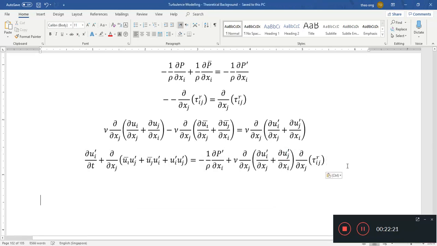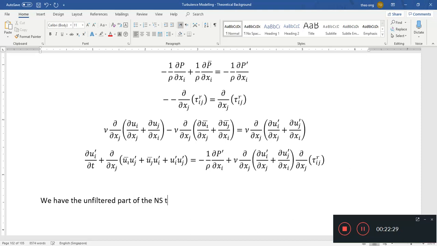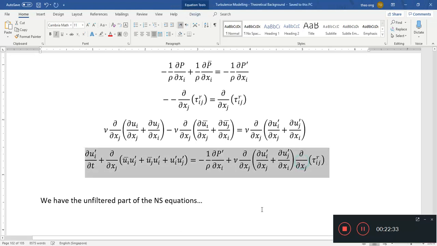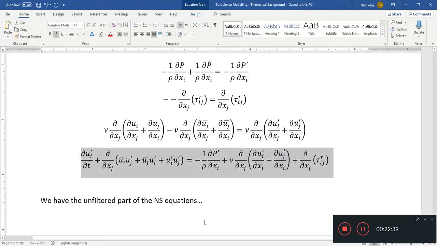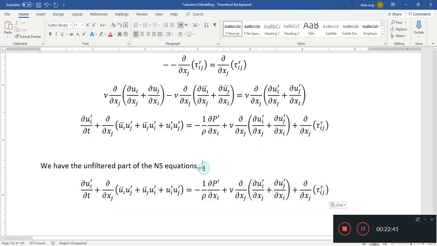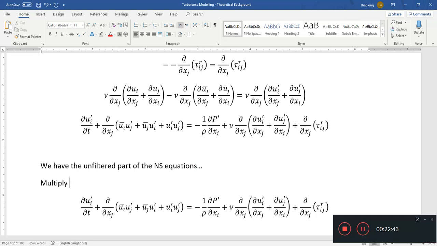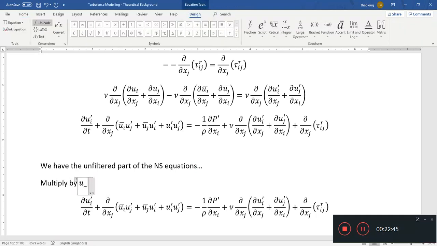And once we have this, we have the unfiltered part of the Navier-Stokes equation. Next thing we can do. Okay, this one should be a plus here. Plus. Okay, next thing we can do is to multiply by ui prime.